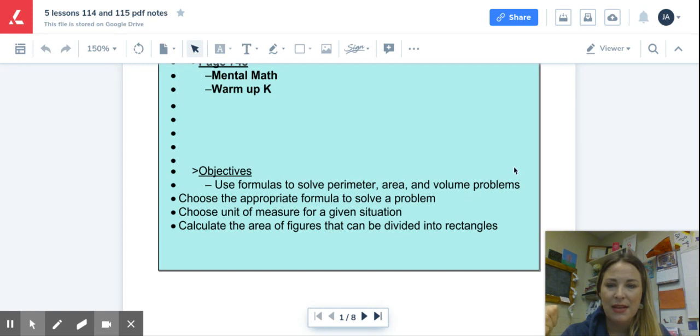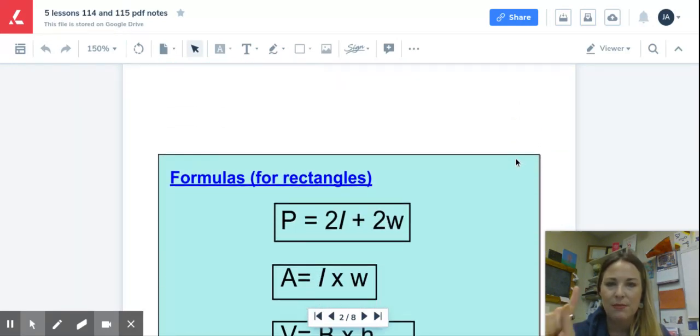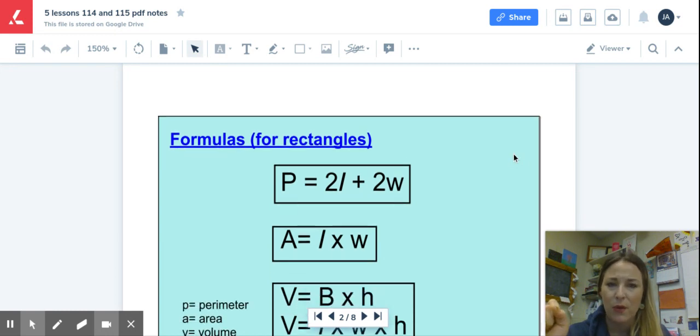And then last but not least, calculating the area of figures that can be divided into rectangles. That's where I said we're going to use that basic knowledge about area and plug that into more complex shapes by finding smaller rectangles within the complex shape and then adding them up. So here we go. Let's get started with our first example. Oh, just kidding. We're going to review some formulas really quick.